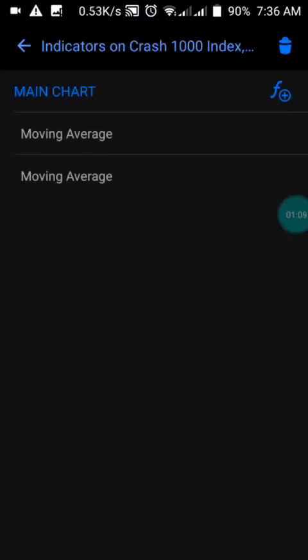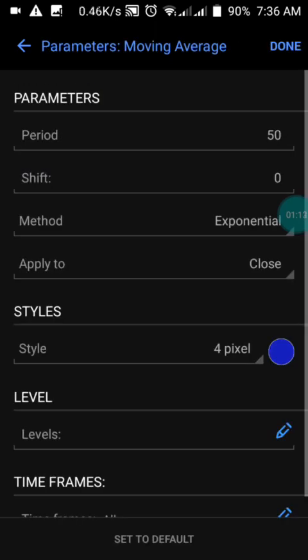The settings of this strategy is the combination of two moving averages. The first moving average is the period of 50. Our shift is 0. We have our method to be exponential. We apply to close, and we have blue as the first color here. We have no level. Then you press on done.